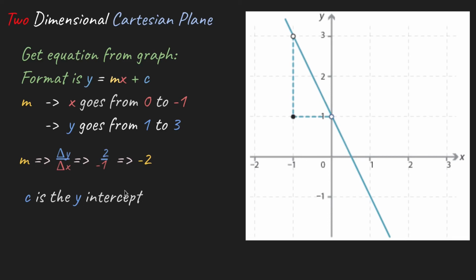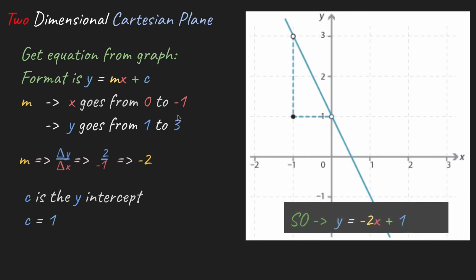C is the y-intercept, but that's very easy to calculate because we know that where a line crosses the y-axis, x is 0. So we can just put 0 into here, and then c is equal to 1. We also can see that the line crosses the y-axis there, and we can put it in. So the equation for this line is y is equal to -2x plus 1.